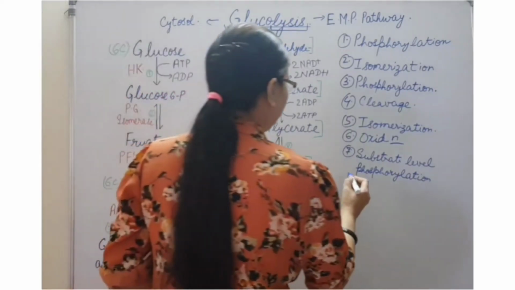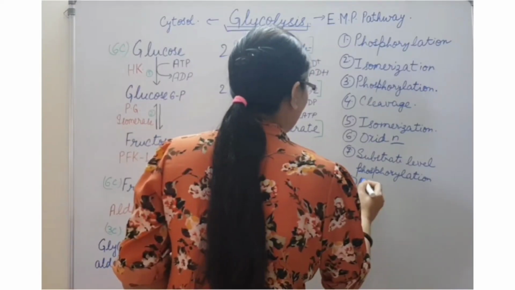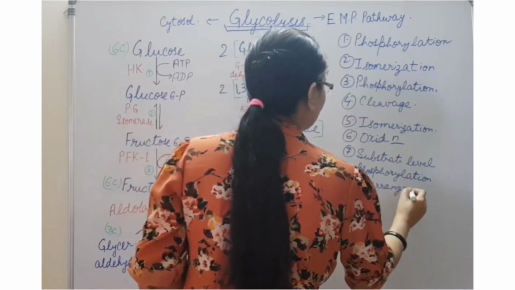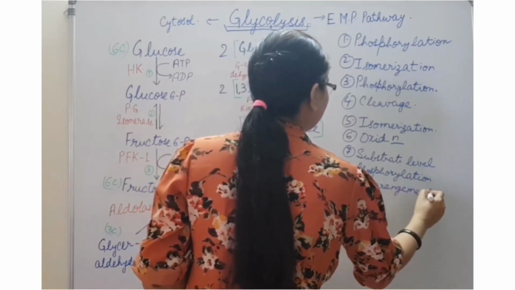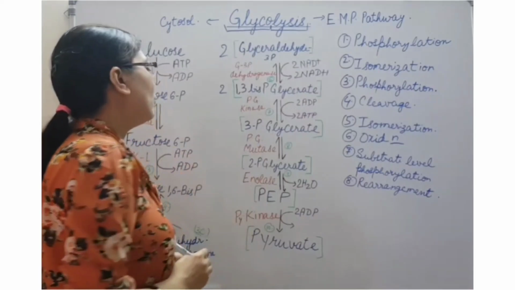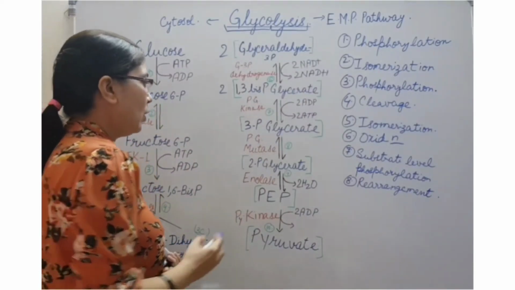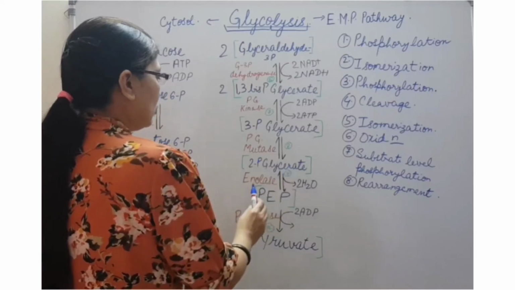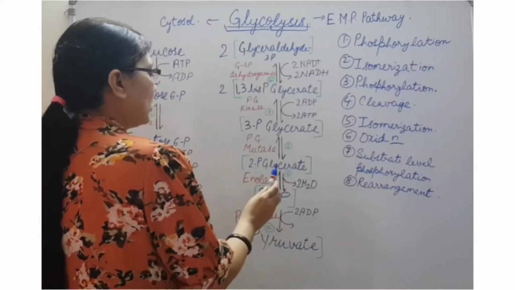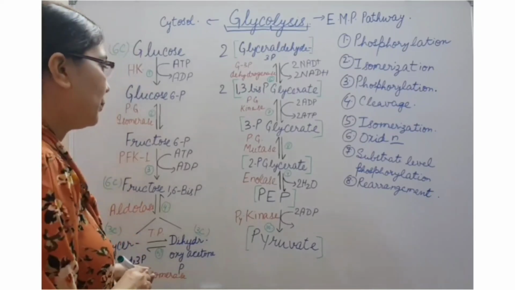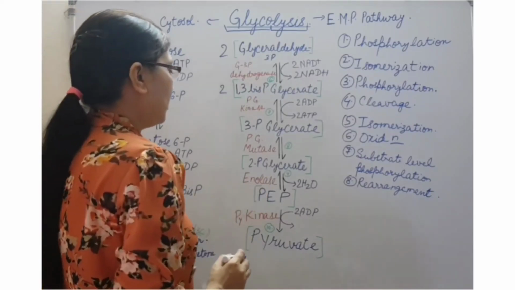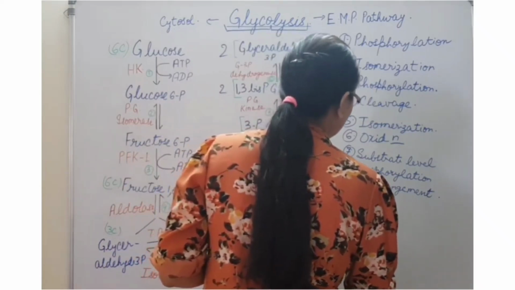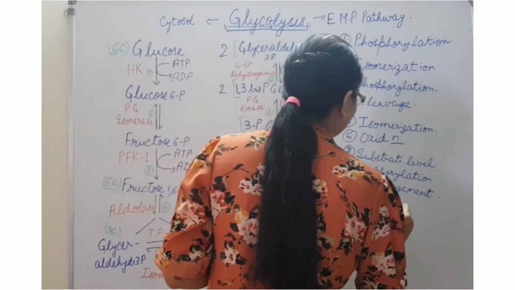It is just the rearrangement step. The enzyme involved is phosphoglycerate mutase. From 2-phosphoglycerate, a water molecule is released and it is converted into phosphoenol pyruvate, which has a high energy enol phosphate linkage. The enzyme that catalyzes the step is enolase. So here the water is released, so it is a dehydration step.